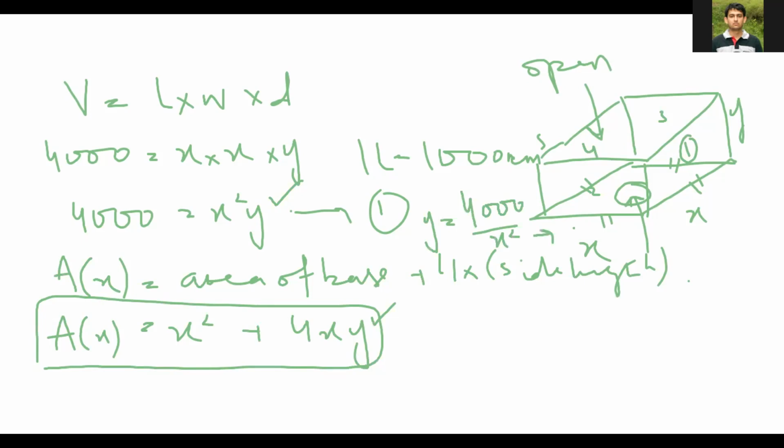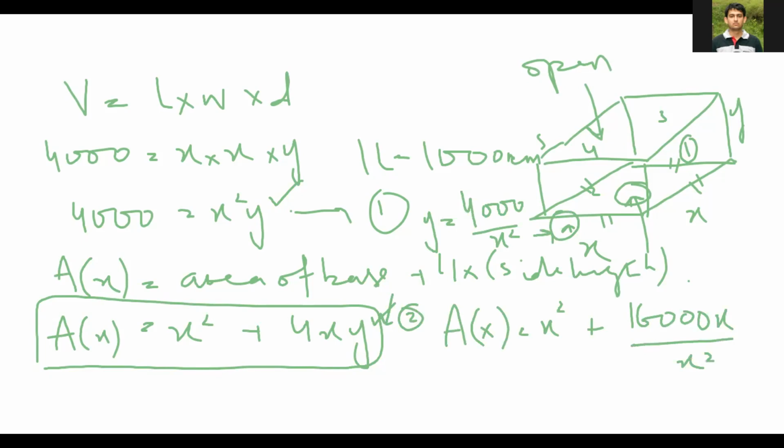So I'm going to substitute this into this equation, which I'm labeling as 2, right? So this area function will get updated as x squared plus 16,000 x divided by x squared. So this x will get cancelled out with this x, and ultimately what is left is 16,000 over x. So this is going to be my A of x function, right?